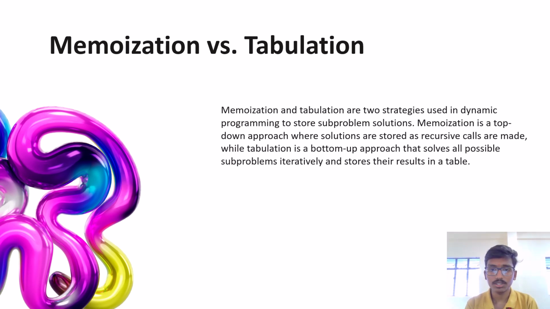Memoization and tabulation are two strategies used in dynamic programming to store subproblem solutions. Memoization is a top-down approach where solutions are stored as recursive calls are made, while tabulation is a bottom-up approach that solves all possible subproblems iteratively and stores the results in a table.